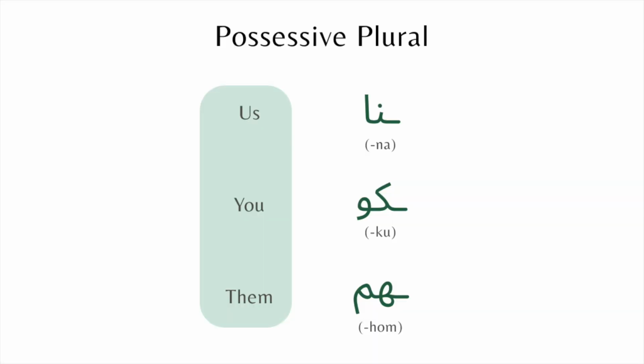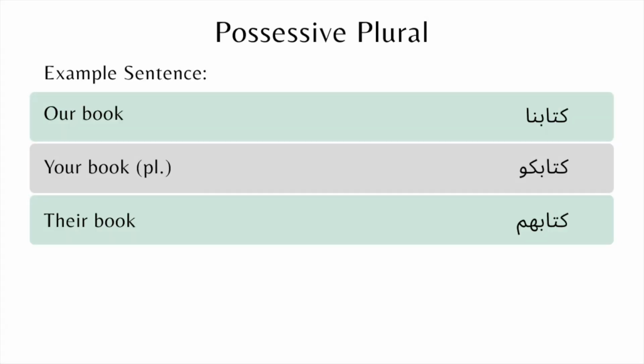Next, we have the plural possessive pronouns, which are also suffixes. For us, the suffix is na. For you, the suffix is ku. For them, the suffix is hum. Let's try out these plural possessive suffixes in example sentences.